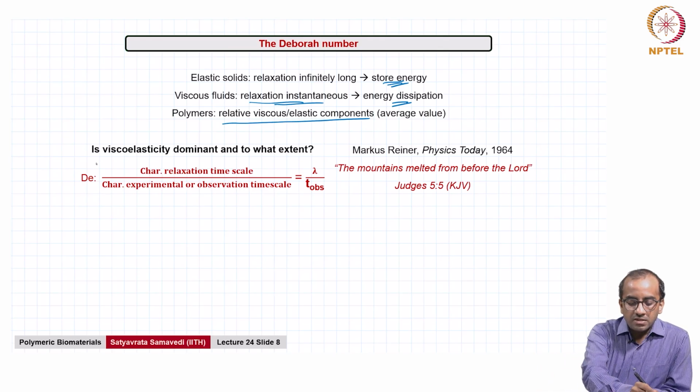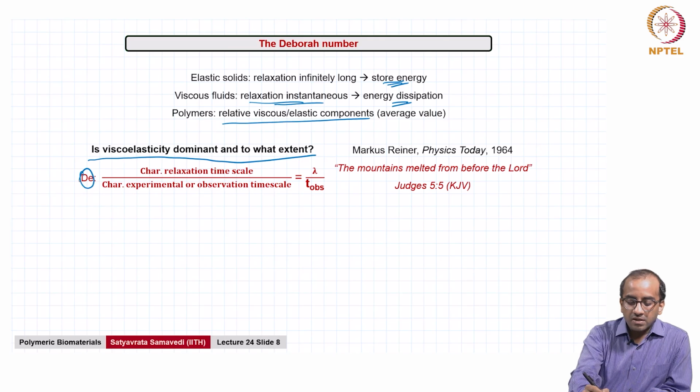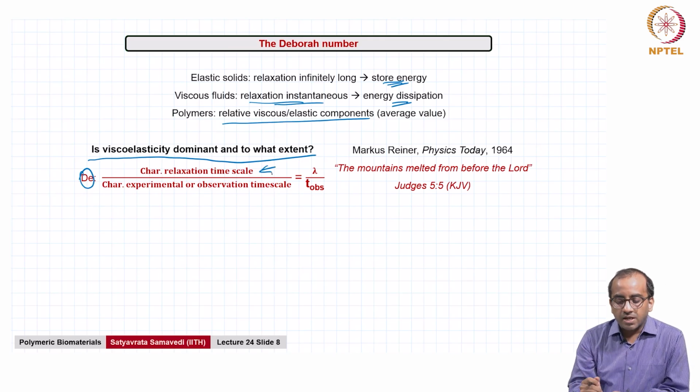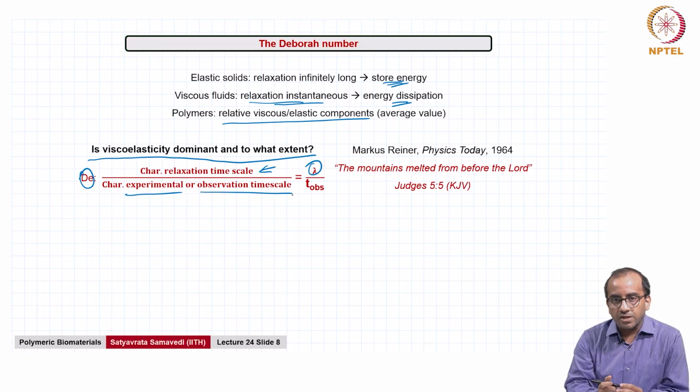Essentially what you are asking is, is viscoelasticity dominant and to what extent, particularly with respect to relaxation. The Deborah number is simply given as a characteristic relaxation time scale, lambda, over the characteristic experimental or observation time scale. And why it is called the Deborah number also has an interesting history. This was essentially coined by Marcus Reiner.